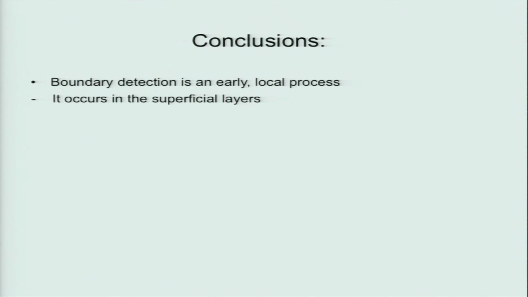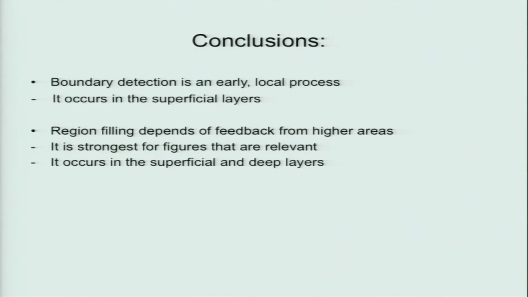In the beginning of my talk, I talked about this texture segregation task, and there we saw we need boundary detection and region filling. We seem to find good evidence that boundary detection is an early local process which occurs in the superficial layers, whereas this region filling process depends on feedback from the higher visual areas, and it's strongest for figures that are relevant to your task. And it mainly occurs in the superficial layers and in the deep layers where extra spikes are elicited.